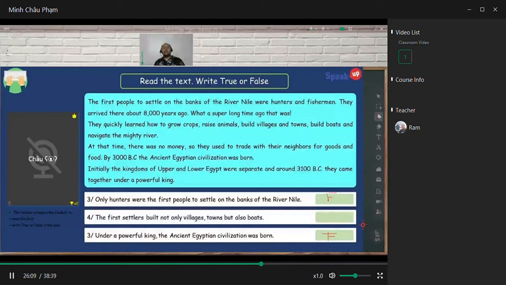All right, so 2 answers are in. Just 1 answer left, number 4. By the way, this is correct. This one is correct as well as this one.